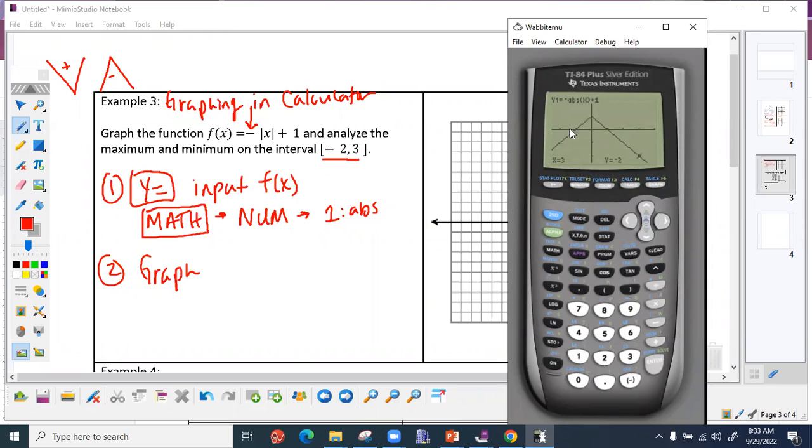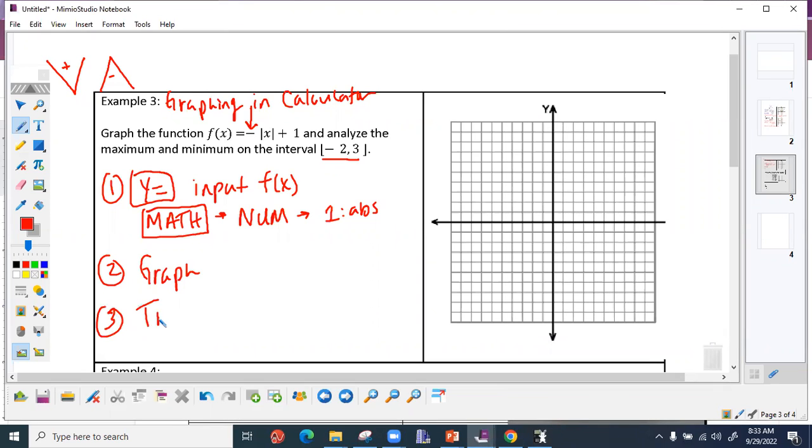So looking at this interval, my maximum value is at 0. If I type in 0, it gives me the highest value of 1. So my maximum is at 0, 1. So we're going to write that down. So once we graph, we then use the trace button to find values. Okay, so our max is at 0, 1.